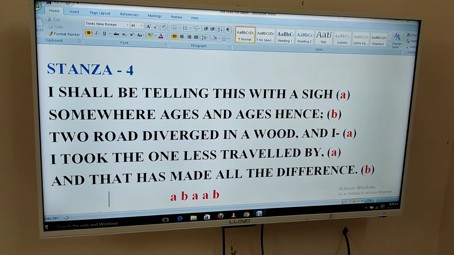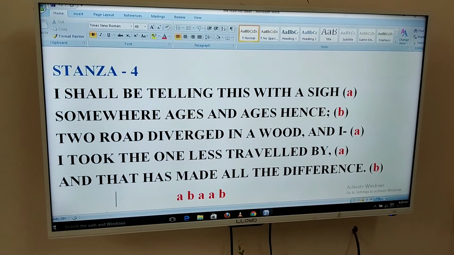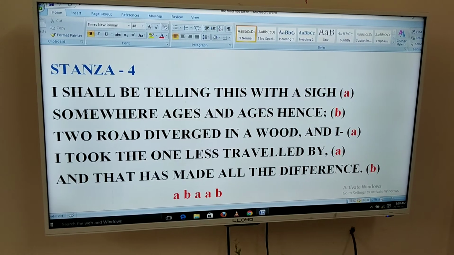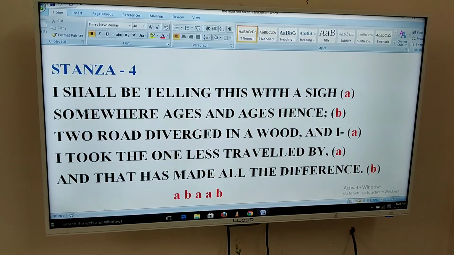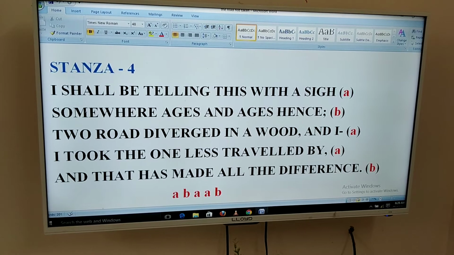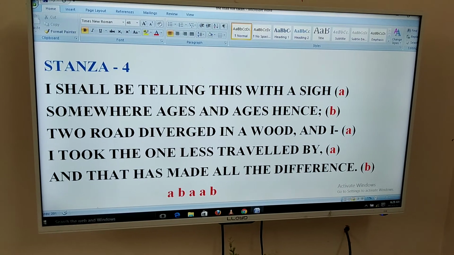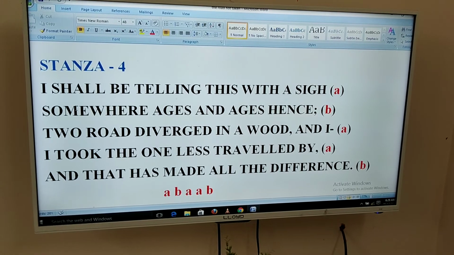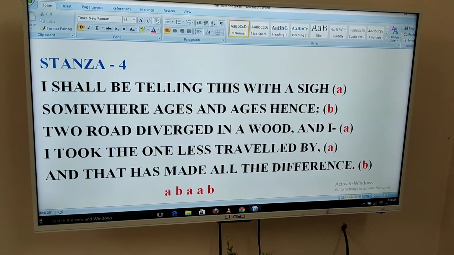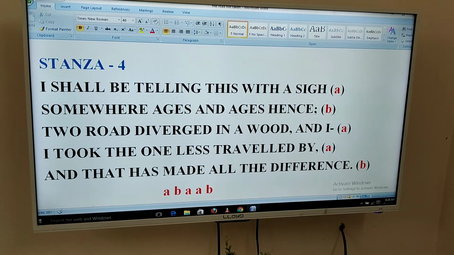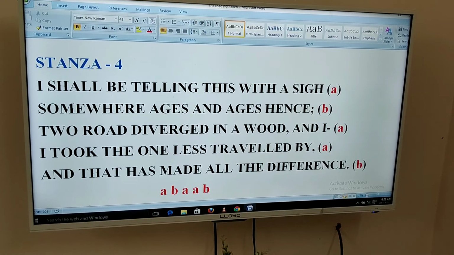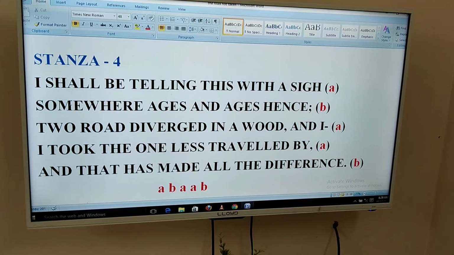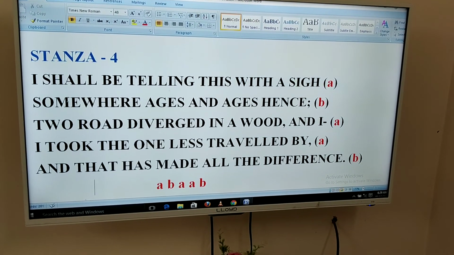Then we have alliteration. Alliteration is repetition of the consonant sound at the start of two or more consecutive words. Then we have imagery, when an image is created in our mind. I hope you have understood the topic. Revise it. Write the rhyming scheme of different poems as you read and practice. Thank you, students.